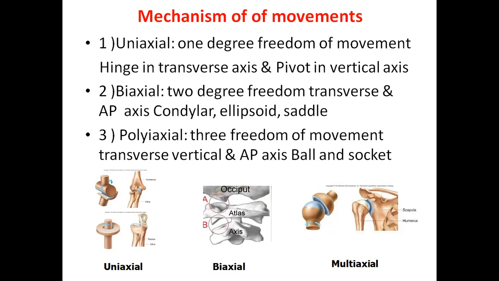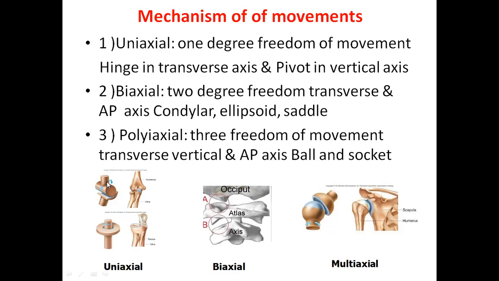The third mechanism of movement is the polyaxial. Here, three degrees of freedom of movement, like transverse axis, vertical axis, and anterior posterior axis, are present. Example is the ball and socket varieties, that are the joints present in the shoulder joint and the hip joint.